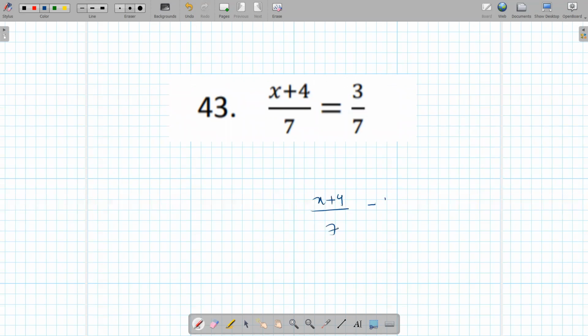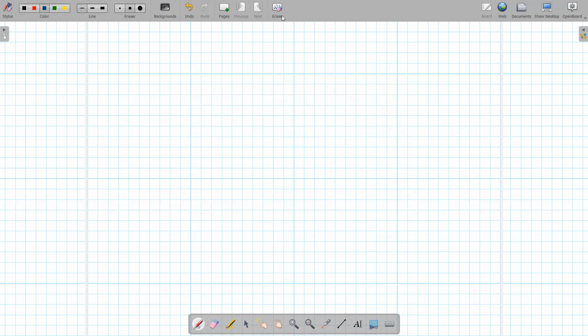If you subtract 4 from both sides, they don't cancel out, right? This has a denominator of 1. So subtracting 4 is not the thing to do. You want to multiply both sides by 7. That'll kill this off. It'll also kill this off. So x plus 4 equals 3. So let's just subtract 4, x is minus 1.